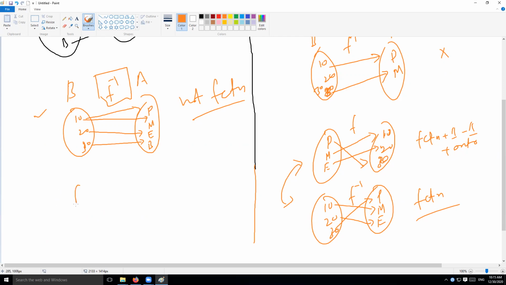So from the function I see that f of p is what, 30, right? And for its inverse, f inverse of 30 is what? P, sir. It's p. So f of m is 10. So you can see it from here. But how about f inverse of 10? It's going to be m, and so on and so forth.